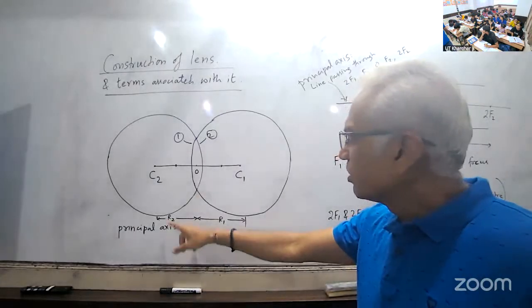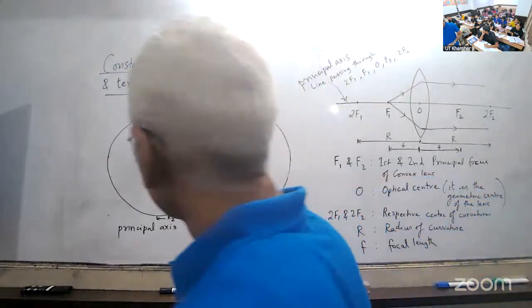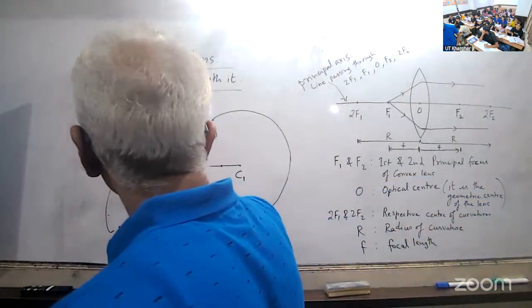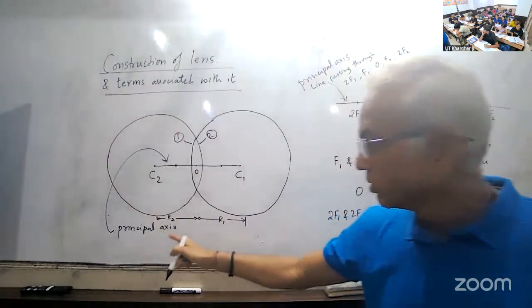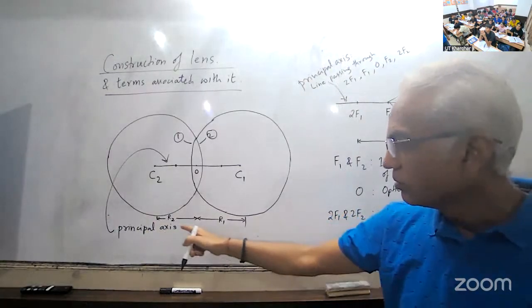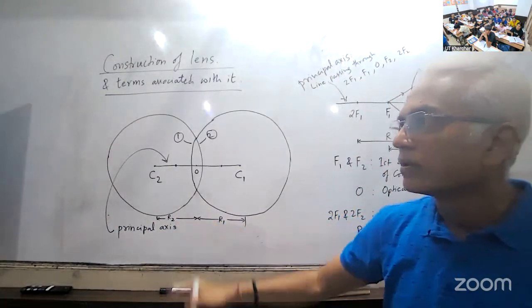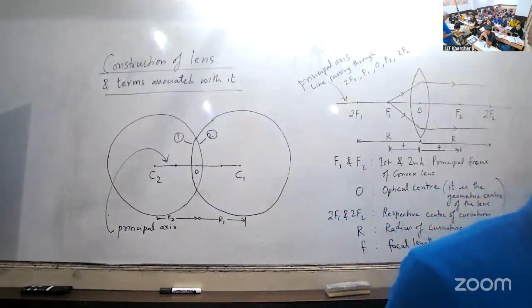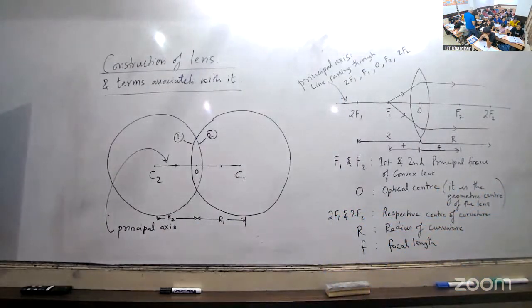What is the principal axis? This is the principal axis, not here, this. This is the radius of curvature. Okay. Everybody done with the points?